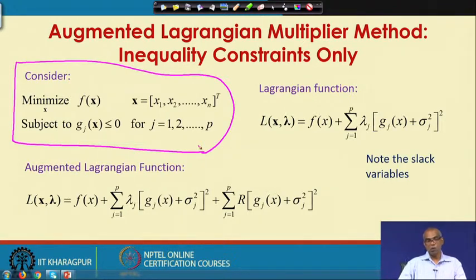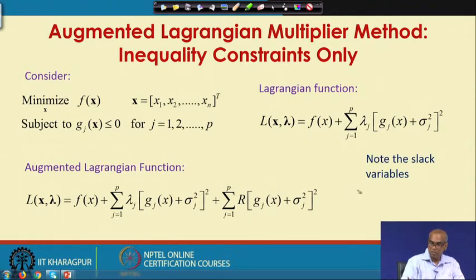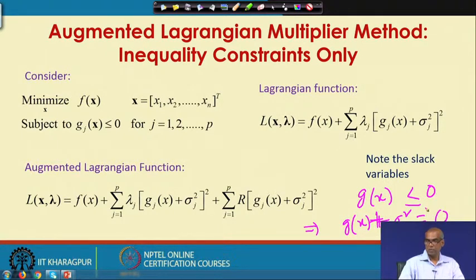We have seen how to convert a less or equal to type inequality constraint to an equality constraint by adding slack variables. So, we can convert a less or equal to type inequality constraint such as g of x less or equal to 0 to an equality constraint by adding a non-negative slack variable sigma square.